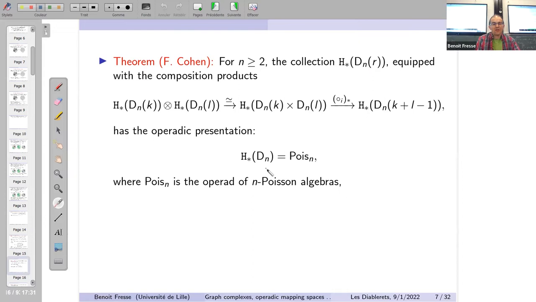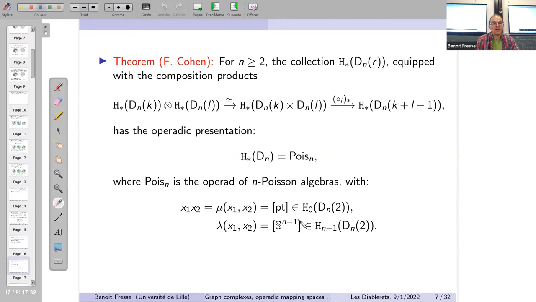And this operad actually has a simple presentation as the operad that governs the structure of an n-Poisson algebra. So this homology operad is generated by a product operation in degree zero, which corresponds to the fundamental class of the points, and a Lie bracket operation in degree n minus one, which corresponds to the fundamental class of the n minus one sphere. So the idea of this presentation is that every class here can be obtained as operadic composites of these operations, modded out by the usual relations of a Poisson structure.